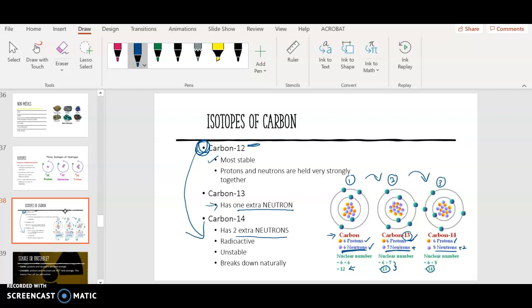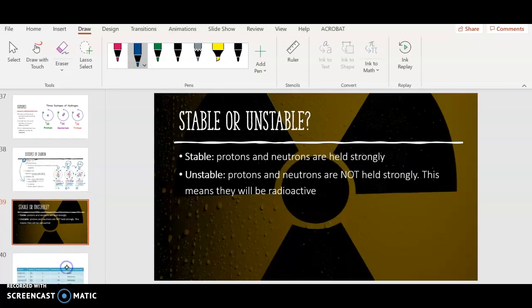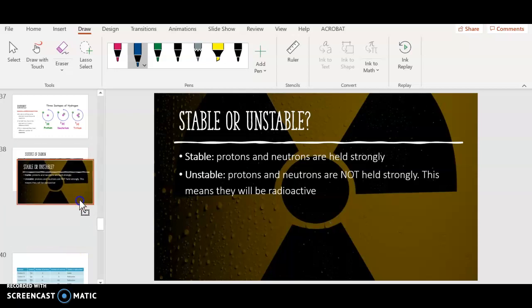So what you need to know is that isotopes of an element will have a different number of neutrons. So remember, carbon-13 has an extra neutron, while carbon-14 has 2 extra neutrons. So what it means to be stable or unstable. Stable means that the protons and neutrons are held strongly. If it's unstable, protons and neutrons are not held strongly and it will become radioactive. So in the nucleus, if the protons and neutrons aren't held together, it becomes radioactive.